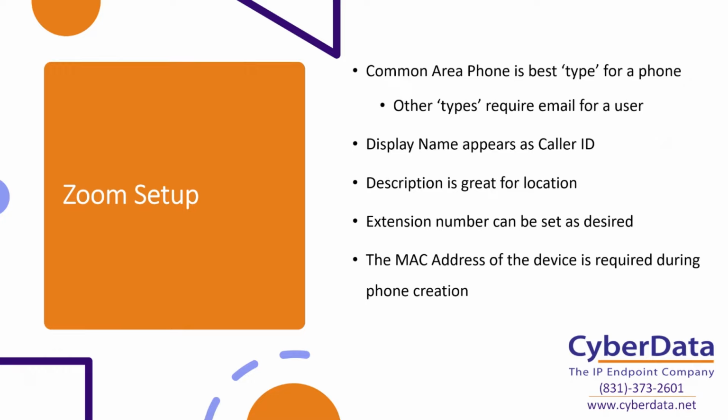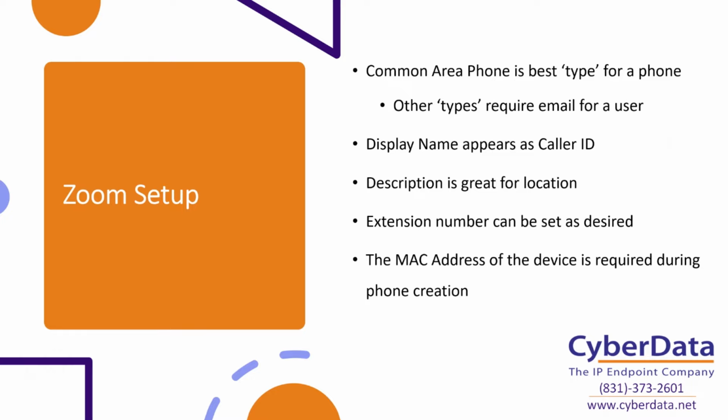So when we talk about Zoom setup, of course, the common area phone is going to be the best type that you're going to want to use. And again, just to kind of rehash, some of the other types that are available are going to require an email for a user. So they're not really good to go and use our products for. But as you're creating the common area phone, there's a couple different fields that you're going to want to fill out. So the first field, and frankly the most important field, is going to be the display name for that particular common area phone that you're creating.